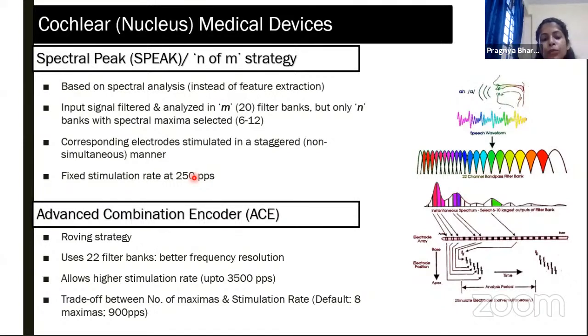Okay, so the rate of stimulation that they use gets determined by the number of spectral maxima that are picked up. The more spectral maxima they use, the more electrodes they have to stimulate, and the lower the stimulation rate, and vice versa.